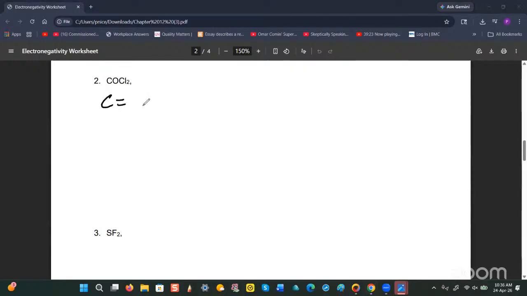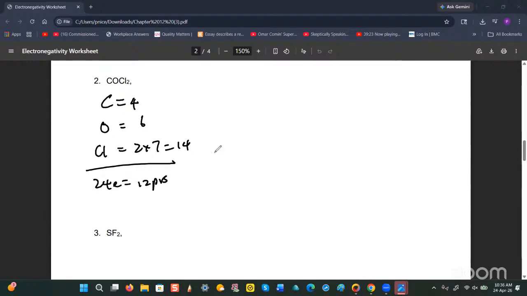How many electrons does carbon contribute? Somebody's answering over in Zoom. 4, okay. And what about oxygen? Oxygen would be 6, and chlorine would be 14, 2 times 7, 14. Very good. So when we add this up, you're going to get a total of 24 electrons, which will be equal to 12 pairs. All right? So what's the next step?